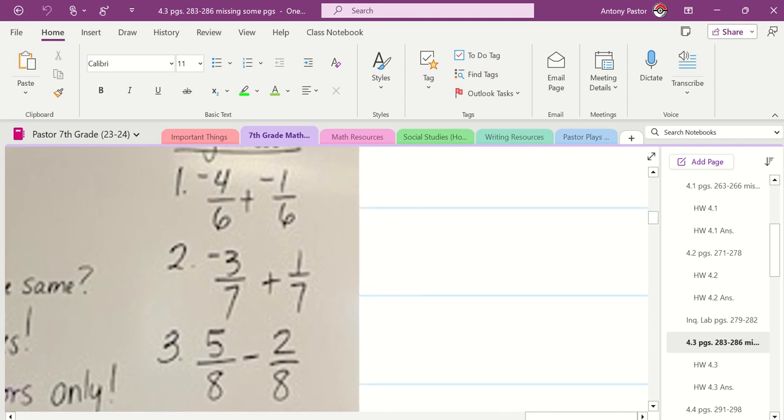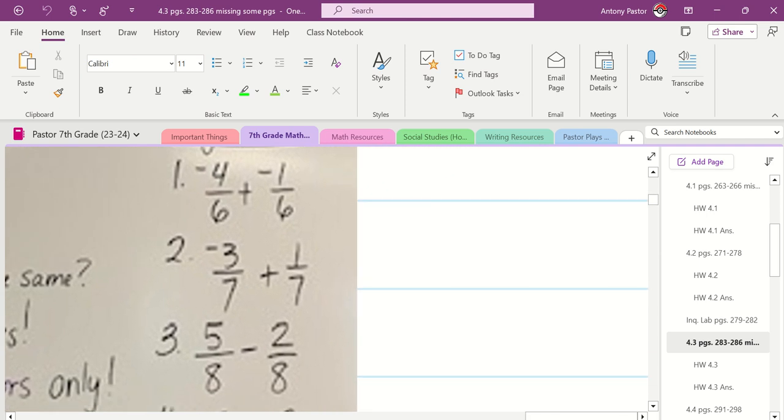Looking at these, try these. We have -4/6 plus -1/6.